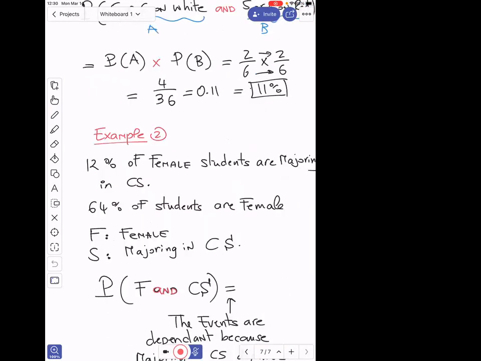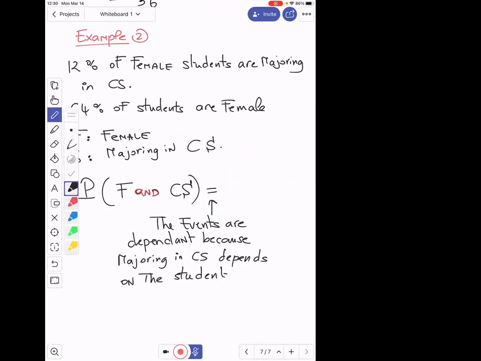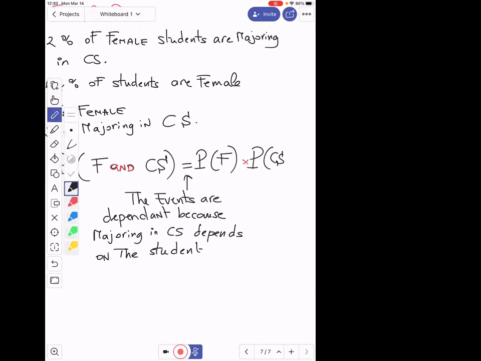So here that will be the probability of the first event, probability of F, times the probability of the second event given the first. The second event, which is measuring in computer science, given that the student is a female. So this is, of course, given that the student is a female.